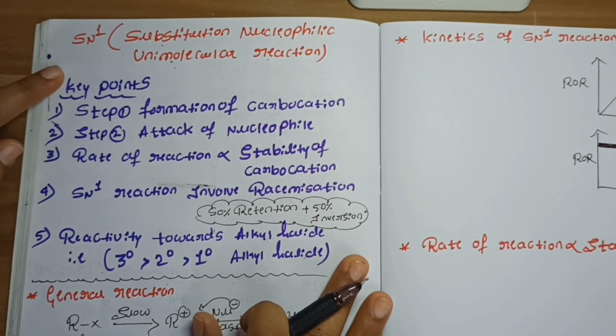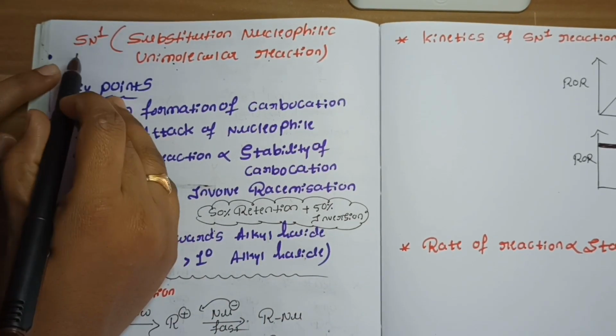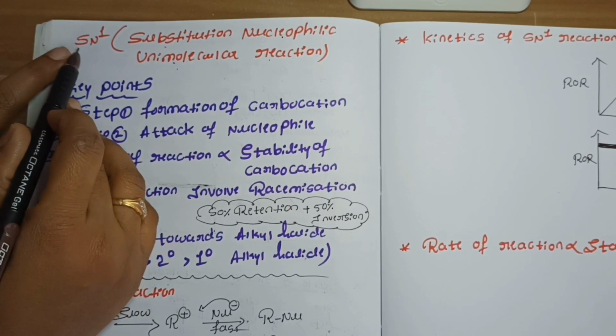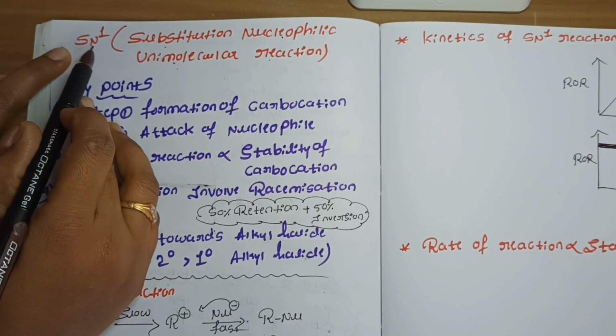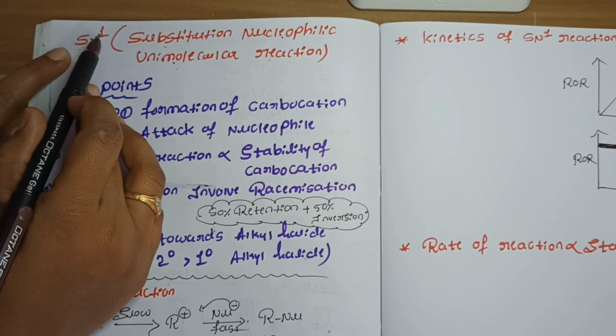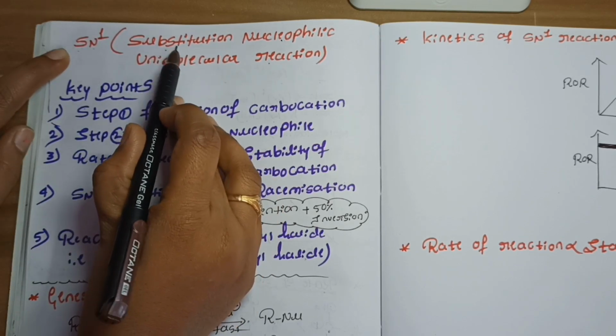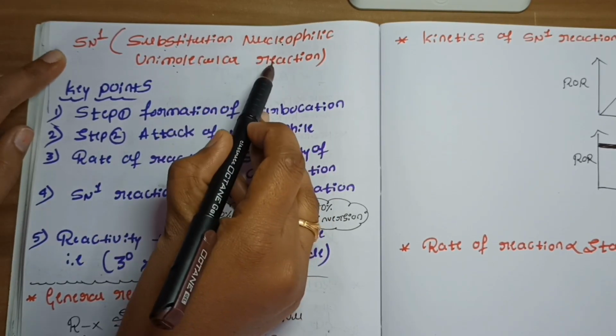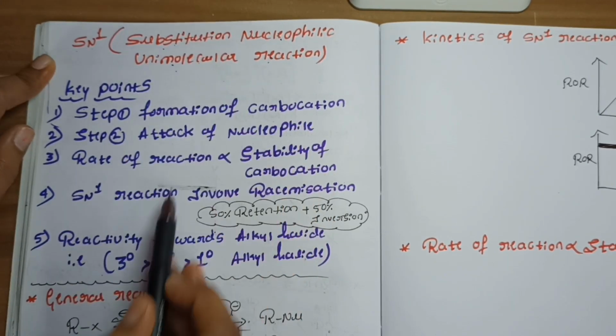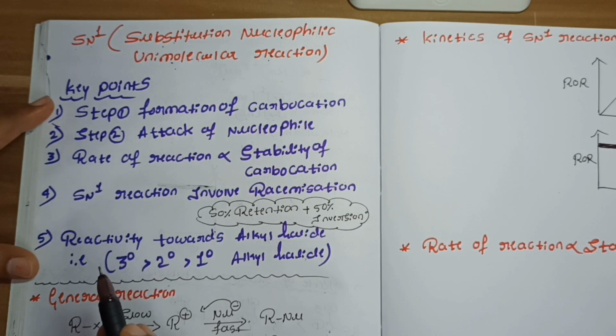Hi everyone, today I am going to explain to you about the SN1 reaction. Here S stands for substitution, N stands for nucleophilic, and 1 stands for unimolecular, and this reaction we call a substitution nucleophilic unimolecular reaction. Now, in this reaction some key points are involved.